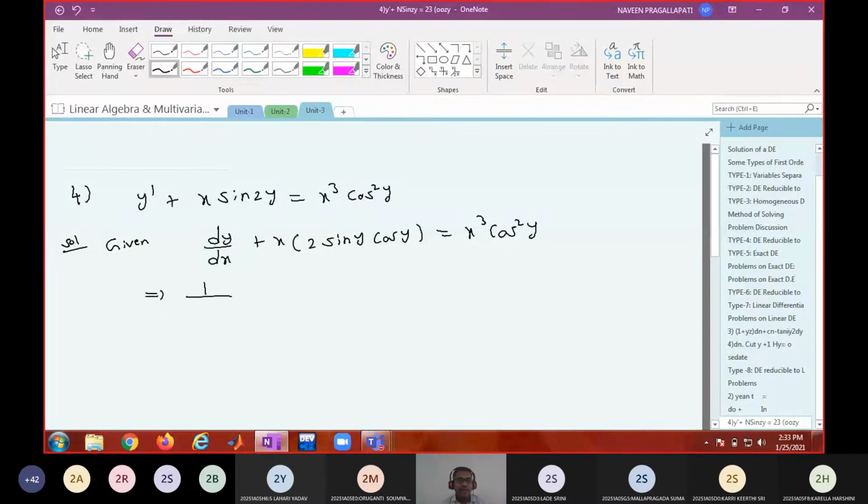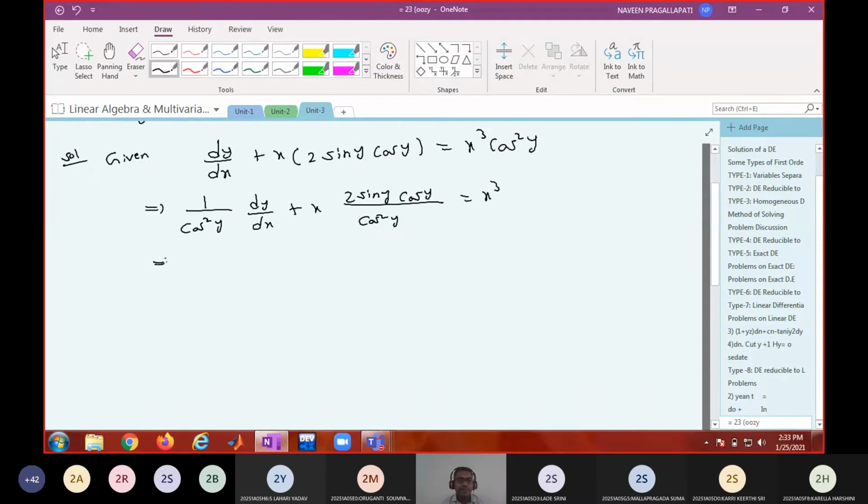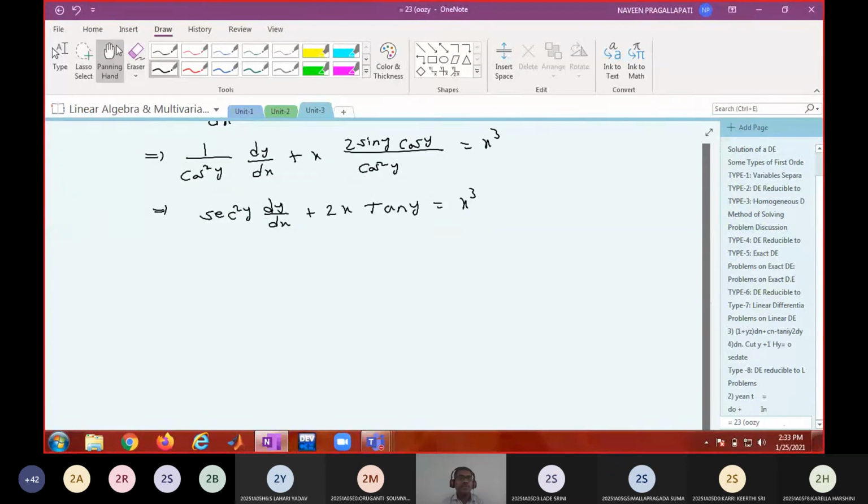Or I'll write like this: 1 by cos square y dy by dx plus x into 2 sin y cos y by cos square y equal to x cube. So what is the next step? Secant square y dy by dx plus 2x into, cos gets cancelled, sin y by cos y is tan y, equal to x cube. Now you must be getting the idea. What could be the substitution?